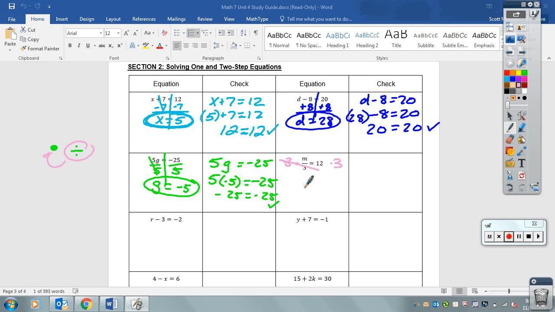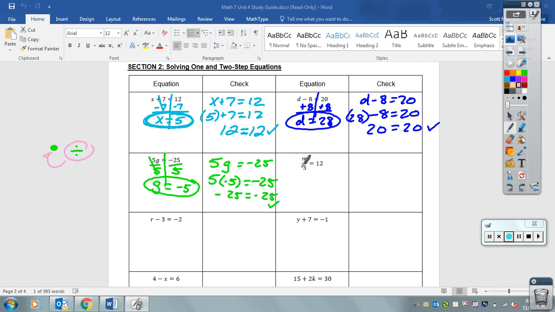Don't do it in your head and think that the answer is 4. You might say, oh, I can clearly see that the answer is 4. Well, if you plug in and you check, m divided by 3 equals 12. Is 4 divided by 3 equal to 12? If you do this, then you're definitely going to get it wrong because 4 divided by 3 is not 12. You're going to lose a lot of points because you didn't solve correctly and you didn't check correctly.